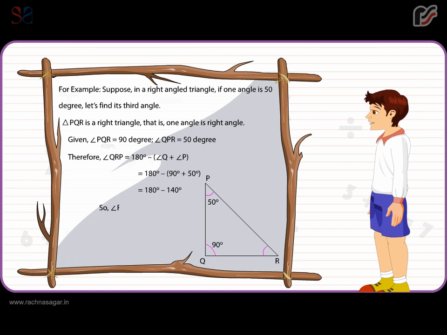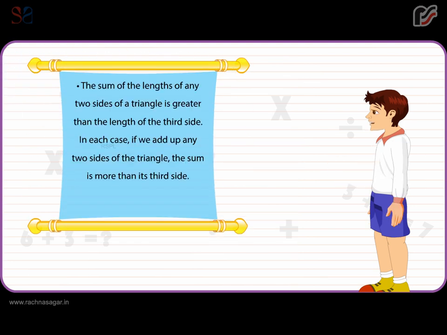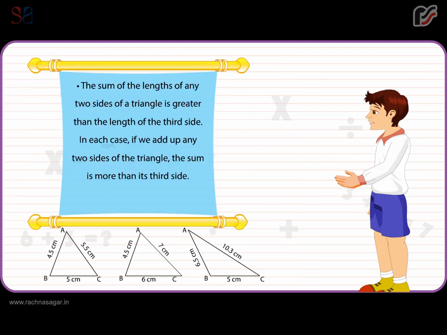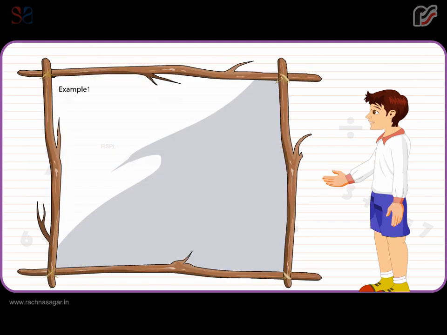So, angle R is equal to 40 degrees. The sum of the lengths of any two sides of a triangle is greater than the length of the third side. In each case, if we add up any two sides of the triangle, the sum is more than its third side. Example 1. Let's see if it is possible to have a triangle whose sides are 5 cm, 6 cm and 4 cm respectively.